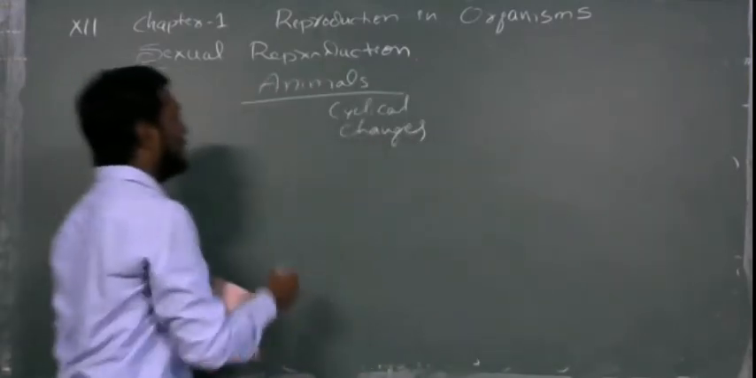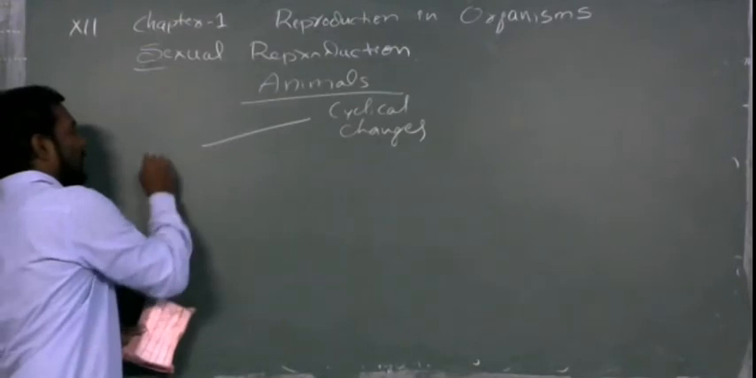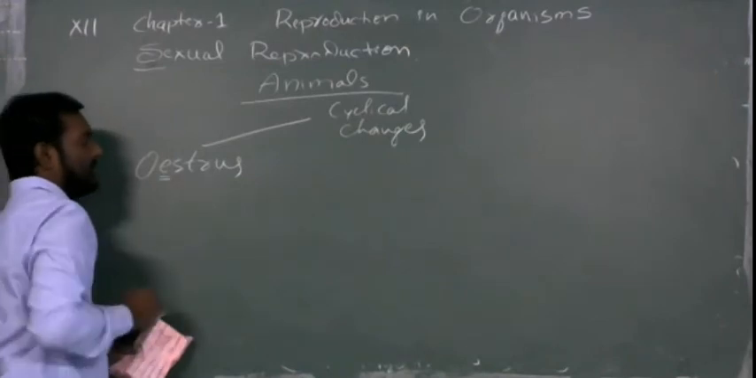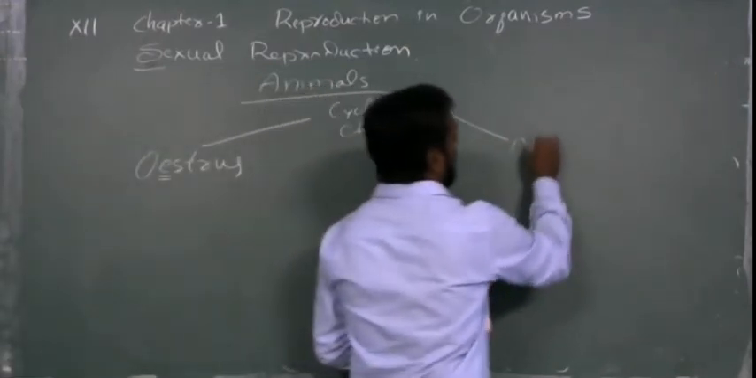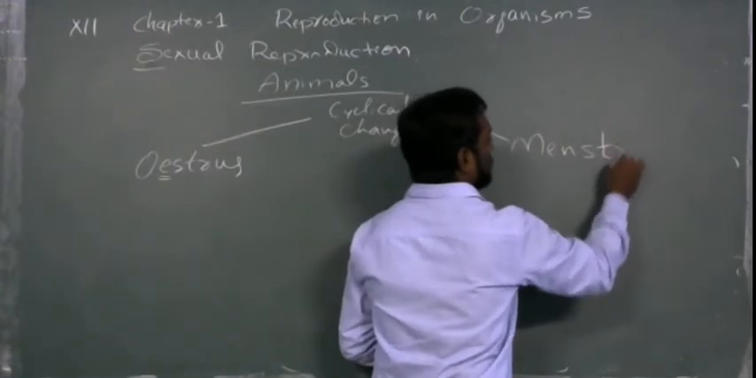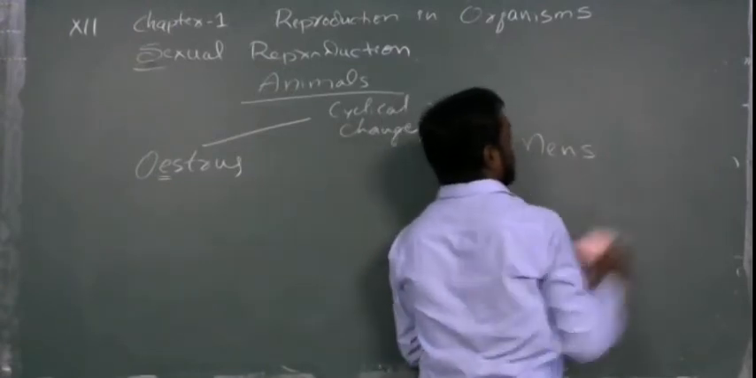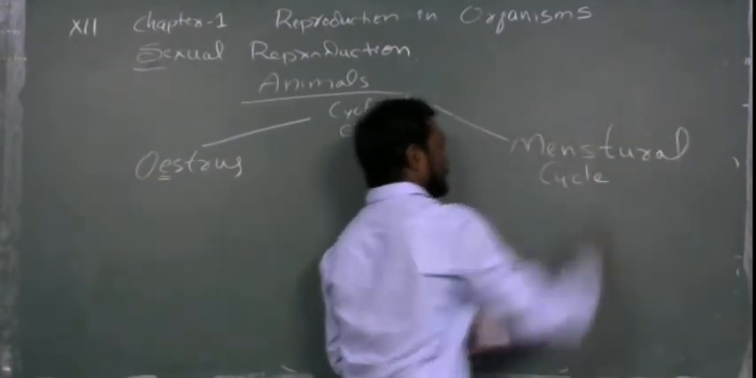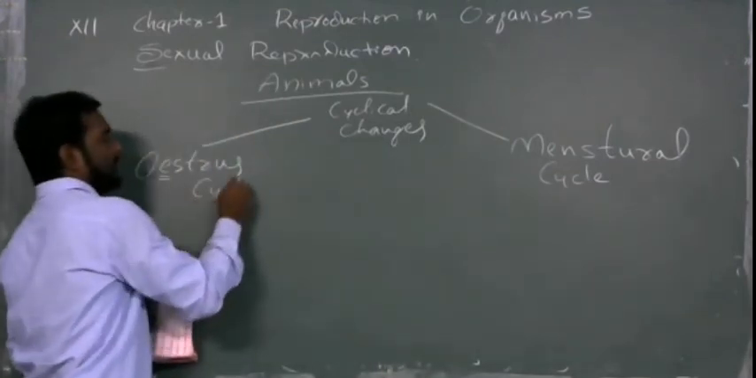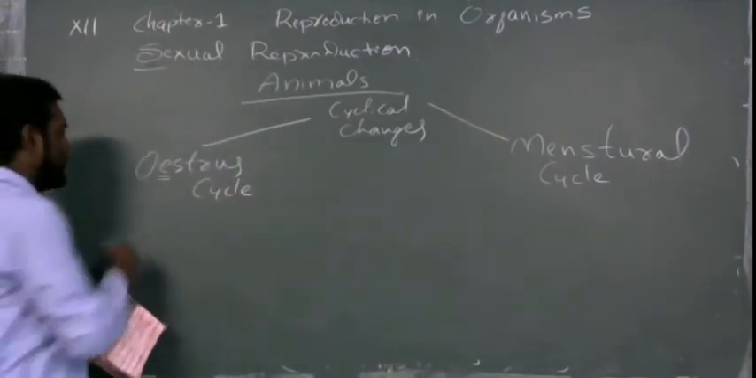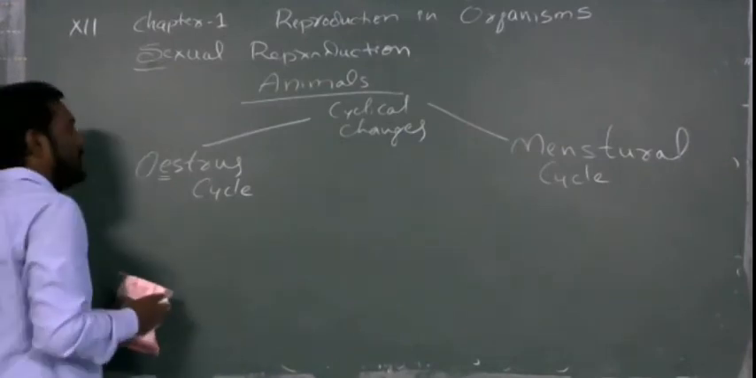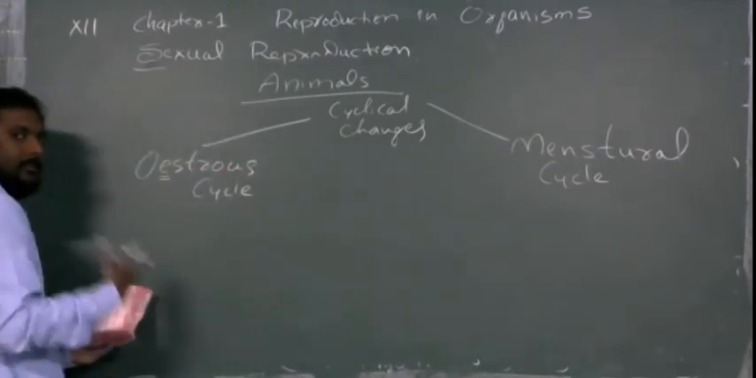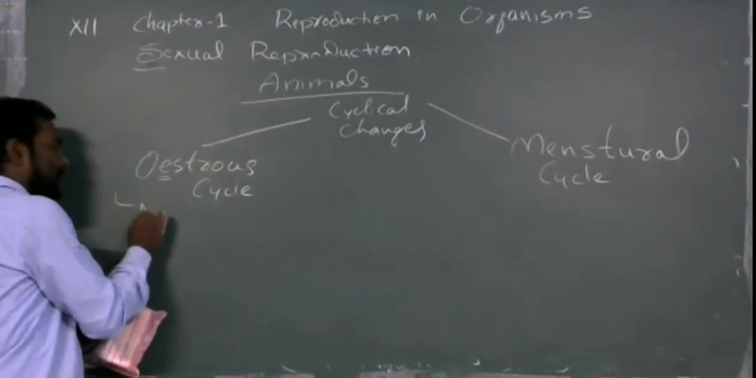So, the cyclic changes can be seen in two types. One is oestrus, and another is the menstrual cycle. Don't think that the oestrus cycle can be seen only in egg-laying animals, not like this. These are mammals, they give babies. So, this can be seen in the non-primates.